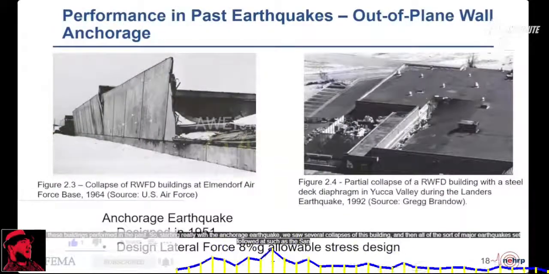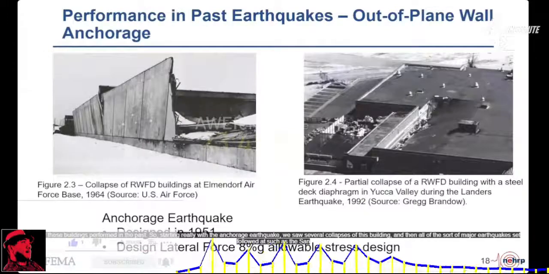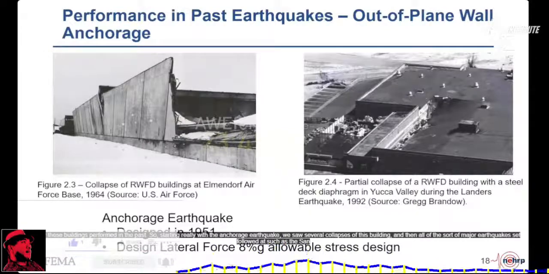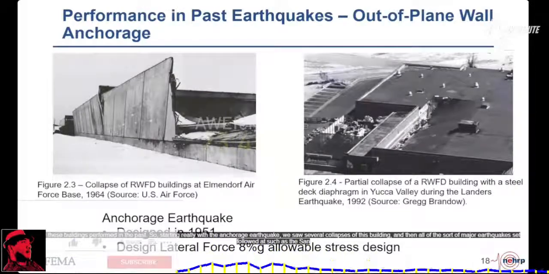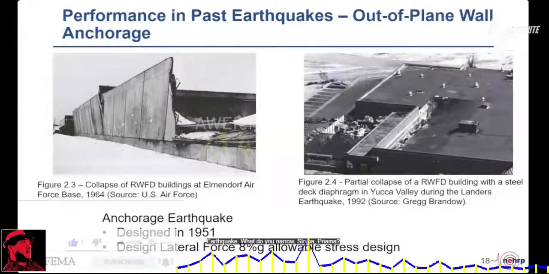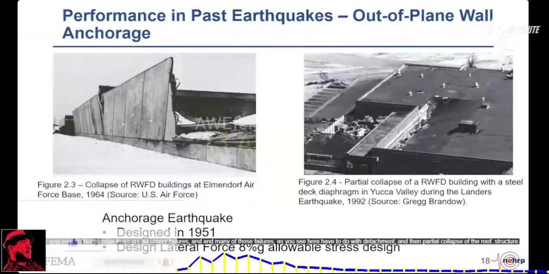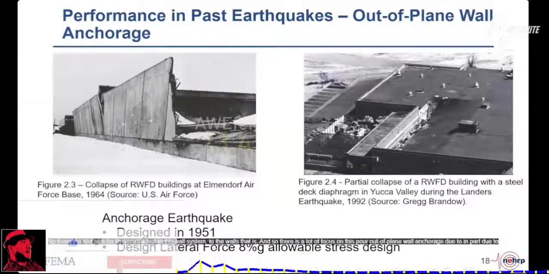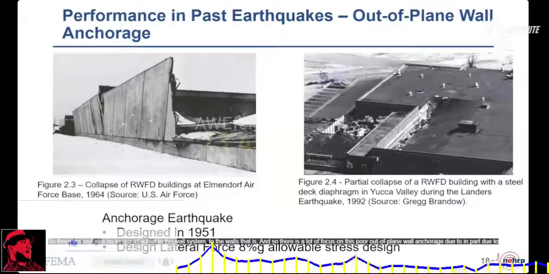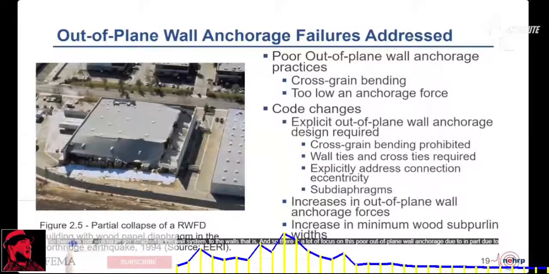So how have these buildings performed in the past? Starting really with the Anchorage earthquake, we saw several collapses of this building, and then all of the major earthquakes that followed it, such as the San Fernando earthquake, Morgan Hill earthquake, Whittier Narrows, Loma Prieta, Landers, Big Bear, and Northridge. There were additional failures, and many of those failures, as you see here, have to do with detachment and then partial collapse of the roof structure. So the roof was no longer attached to the walls.